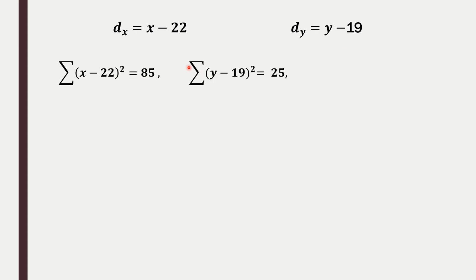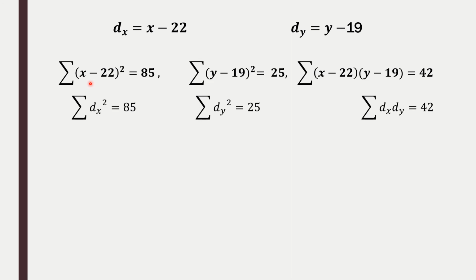So from the given problem, summation x minus 22 the whole square is 85. This is 25 and this product is equal to 42. So if we take x minus 22 as dx, we will get summation dx square to be 85, summation dy square 25, and summation dx dy to be 42. These three are given in the problem.